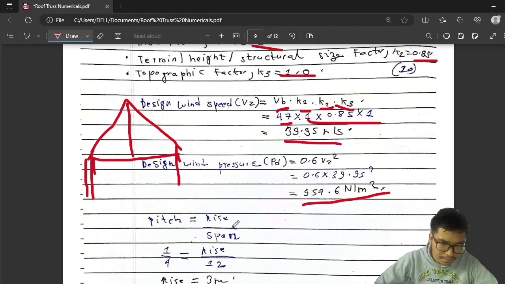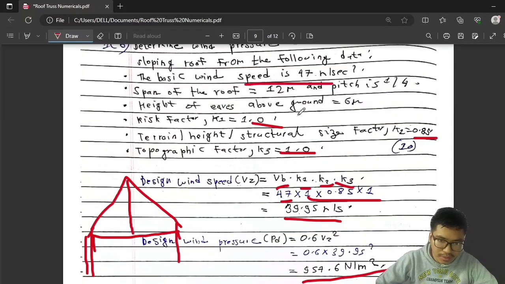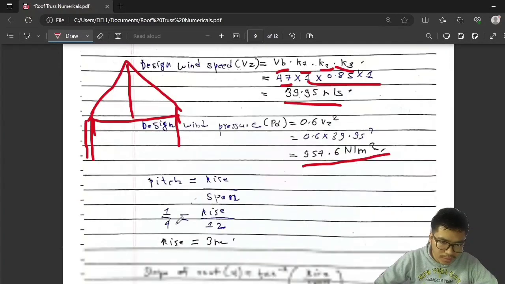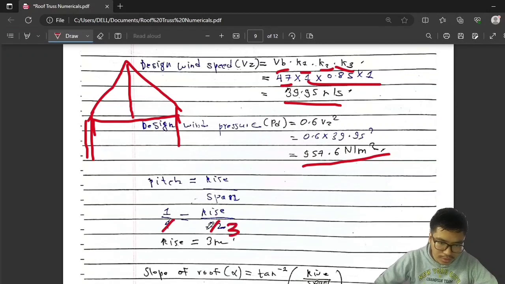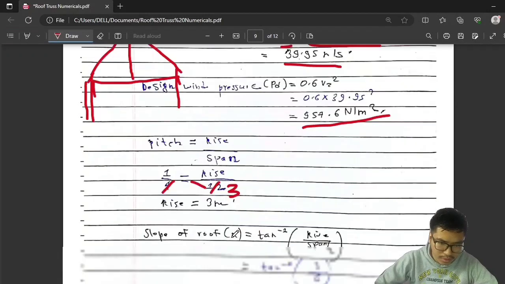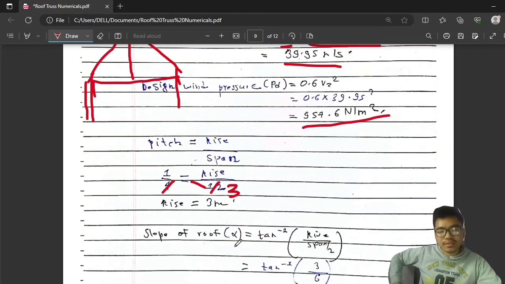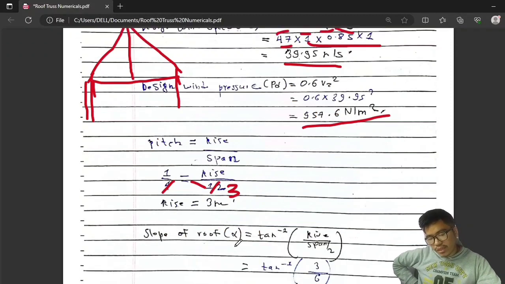Rise is not given, but span is 12 given in the question, and pitch is 1 divided by 4, so rise will be 3. And slope of roof is alpha, which is tan inverse of rise divided by span by 2.